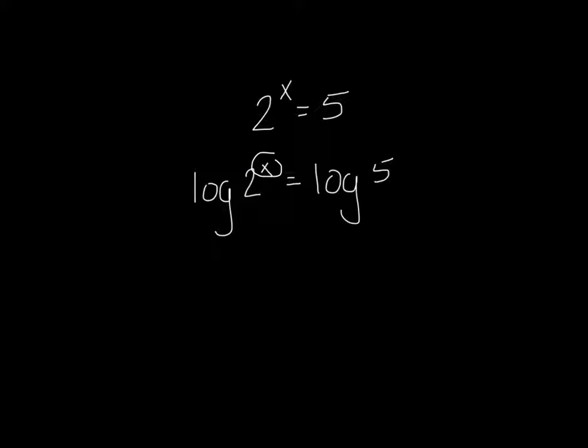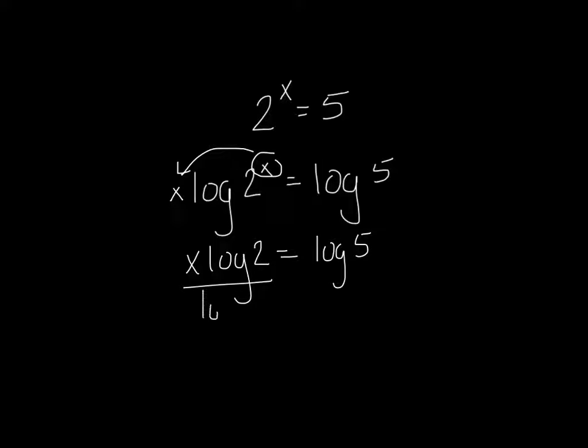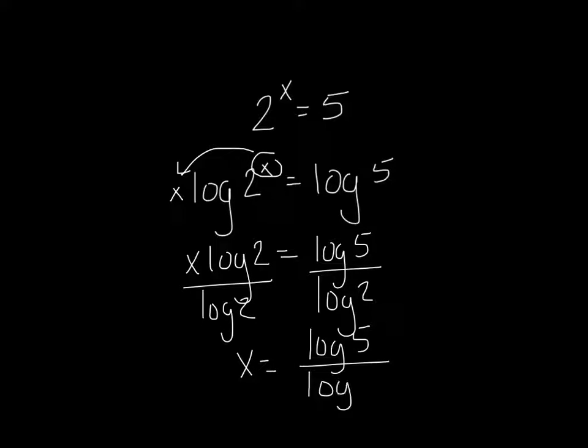Remember, my properties say if I have an exponent, I can bring it down in front. And so now I have x times log of 2 equals log of 5, and then I can divide both sides by log of 2. And so we have x equals the same thing as what we had before after we used the change of base. So either way it works.